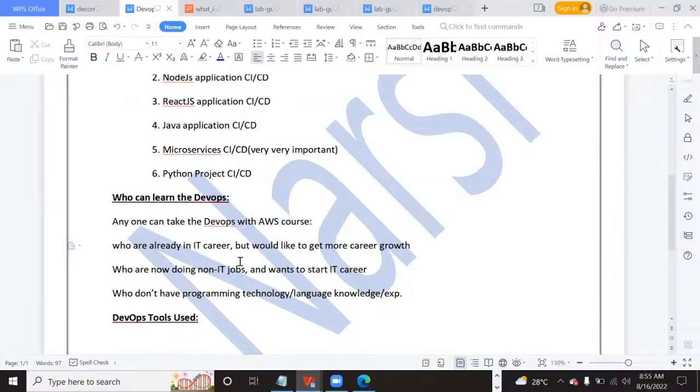Next, who are now doing non-IT jobs and want to start an IT career, maybe medical reps or some marketing jobs or some HR, non-IT HRs, human resources. Whoever wants to start their IT career can take this course. And who don't have programming language or technology experience, those also can take it.